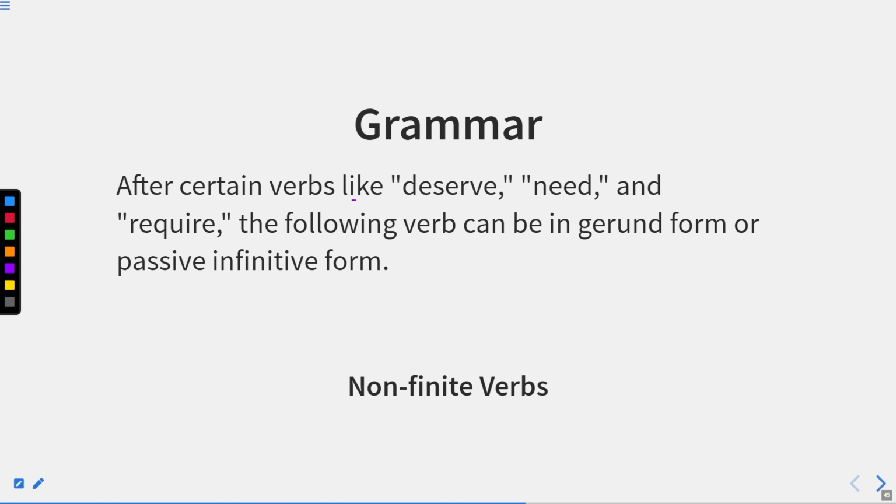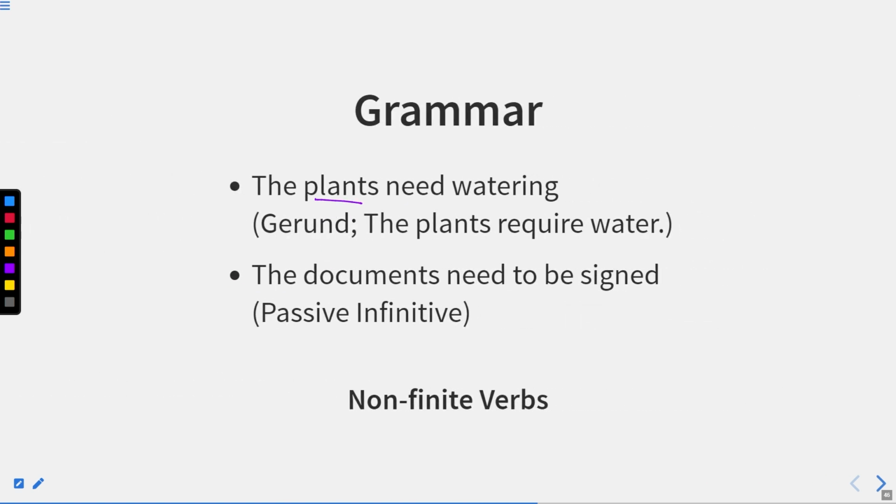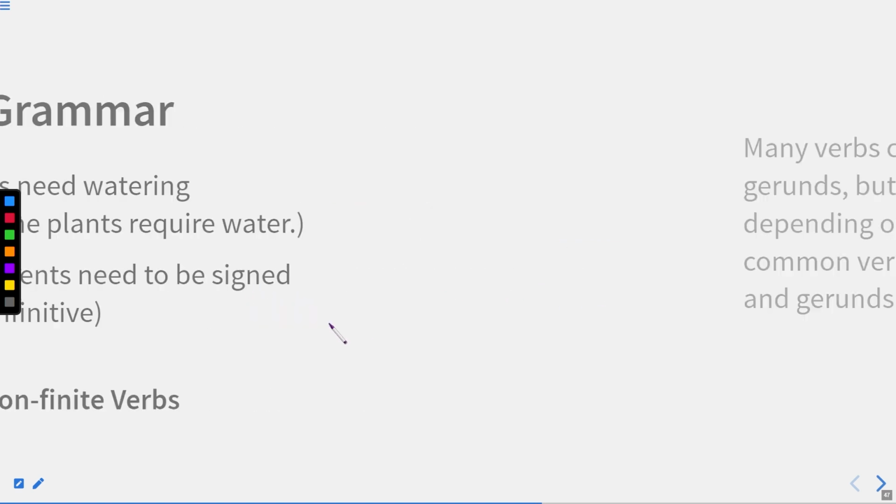After certain verbs like deserve, need, and require, the following verb can be in gerund form or the passive infinitive form. How? The plants need watering. That is a gerund. The documents need to be signed. This is the passive infinitive.